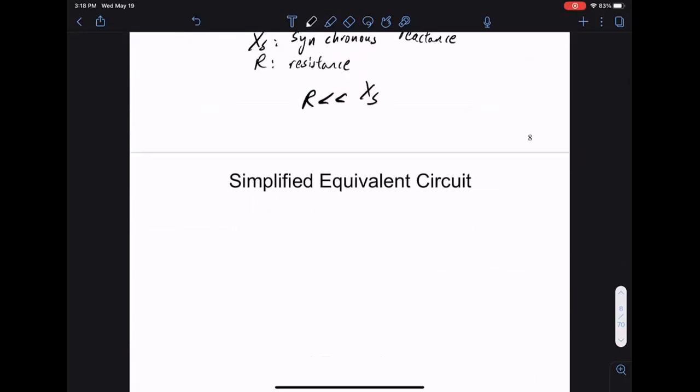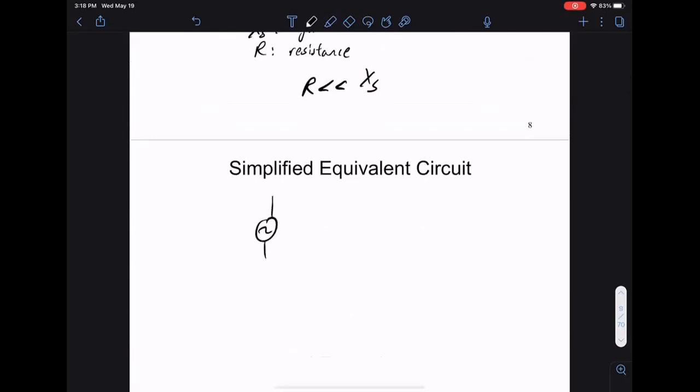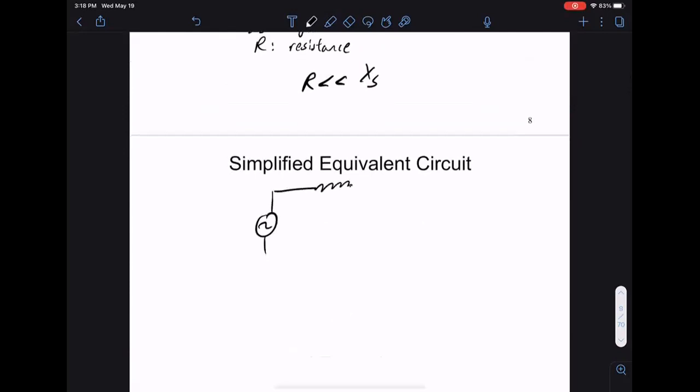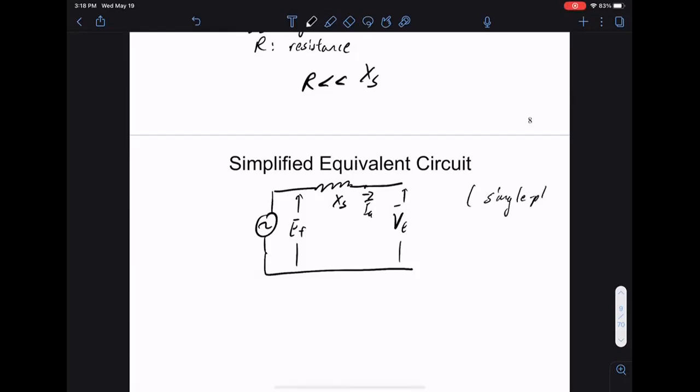So this gives us our equivalent circuit, which is a very standard circuit. We have XS. We have some terminal voltage VT. We have some equivalent field voltage. And then we have a current IA. So this is again a single phase equivalent, or single phase representation. We'll be multiplying by 3 later, because this is a 3-phase circuit, but we'll only draw the single phase.